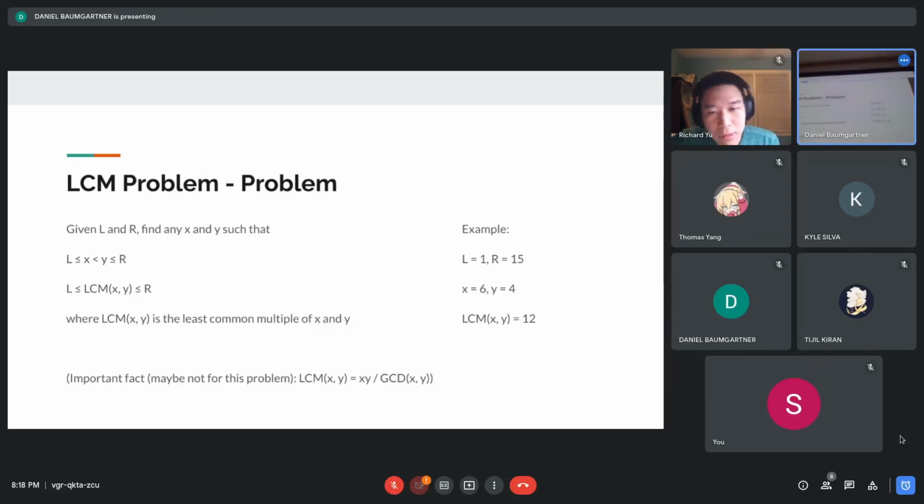Yeah. Just set X and Y. One tiny thing there is that X and Y have to be different. X is less than Y. But good instinct. There are cases where this can't be possible. Given L and R, L is 14, R is 15. We want 14.